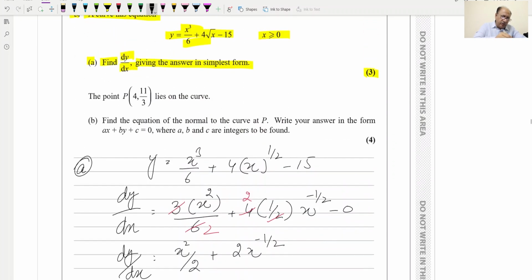Now B part, it says the point P lies on the curve. Find the equation of the normal to the curve at P. So at this point we need to find the equation of the normal. Write your answer in the form given, and this format is required, where a, b, c are integers to be found.